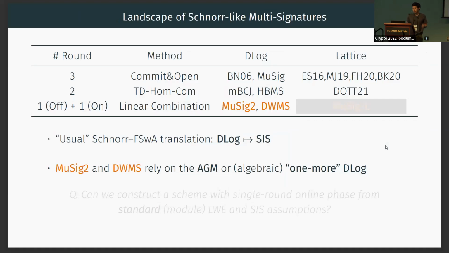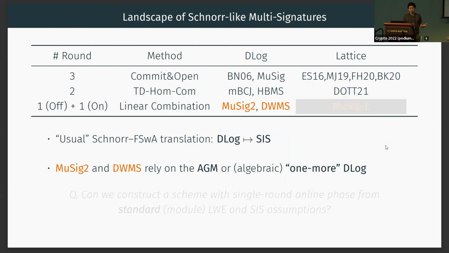So let's zoom out a bit and briefly recap the existing constructions. So actually using the existing methods, commit and open and trapdoor homomorphic commitments, you can instantiate 3-round and 2-round protocols, both in discrete log and lattice settings.